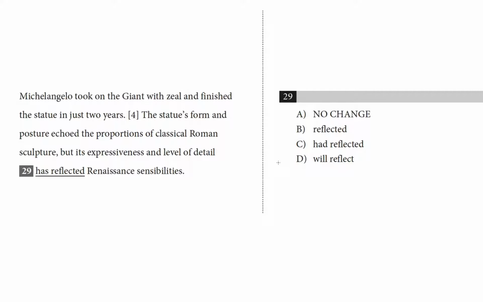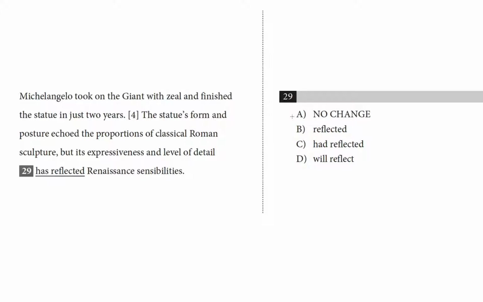We are looking at question 29. Let me go back a sentence or two. This is about Michelangelo's statue of David in Florence. Michelangelo took on the giant with zeal and finished the statue in just 2 years. The statue's form and posture echoed the proportions of classical Roman sculpture, but its expressiveness and level of detail has reflected Renaissance sensibilities. And our choices are all different forms of that same verb.